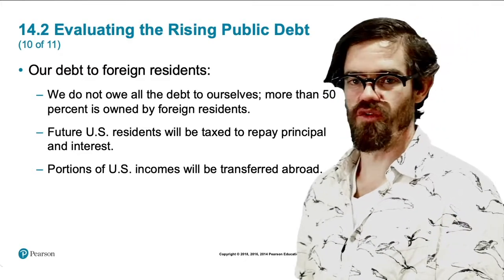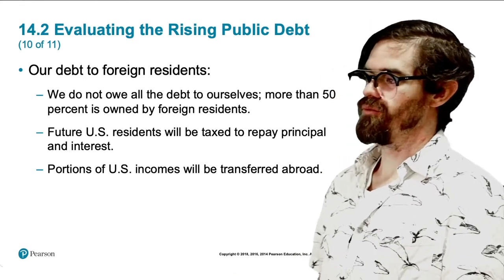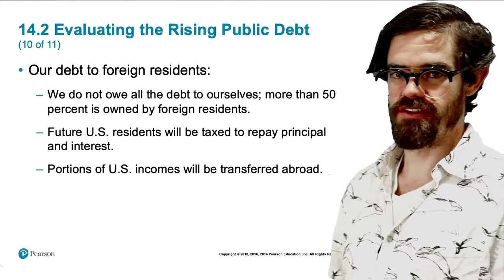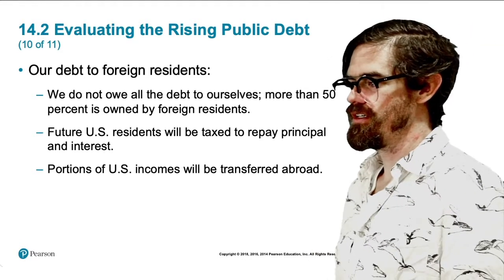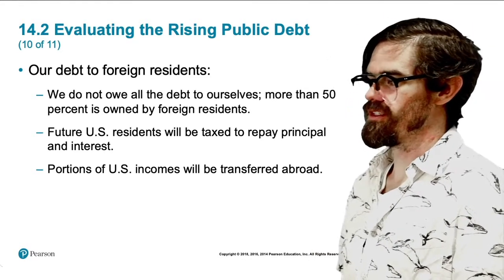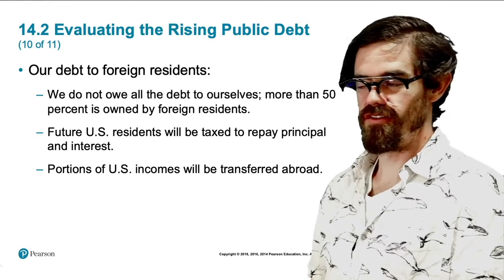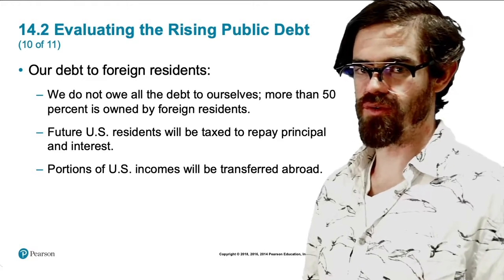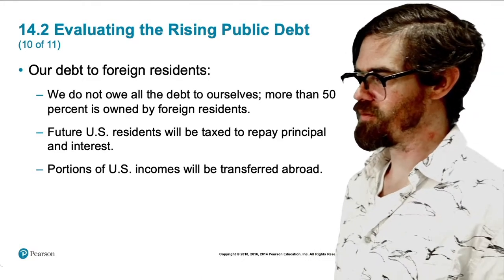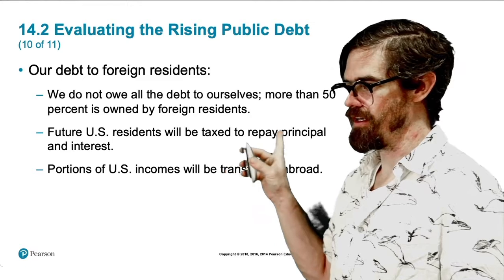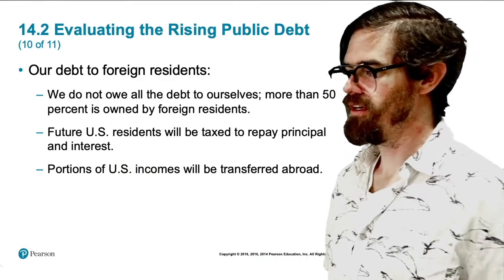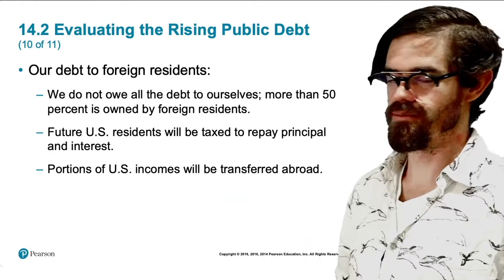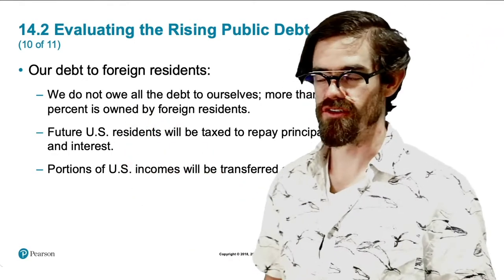What about our debt to foreign residents, right? Again, we don't owe all of the debt to ourselves. The majority of the debt is owned by foreign residents or governments. And so what this means is that U.S. residents in the future are going to have to be taxed to pay those foreigners and foreign governments back, in terms of the principal, which is the borrowed money, as well as the interest payments. And so basically what that means is that portions of U.S. incomes are going to be transferred overseas.